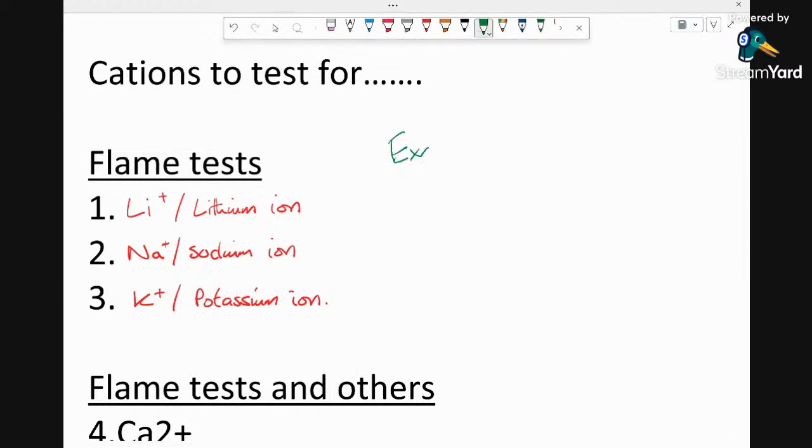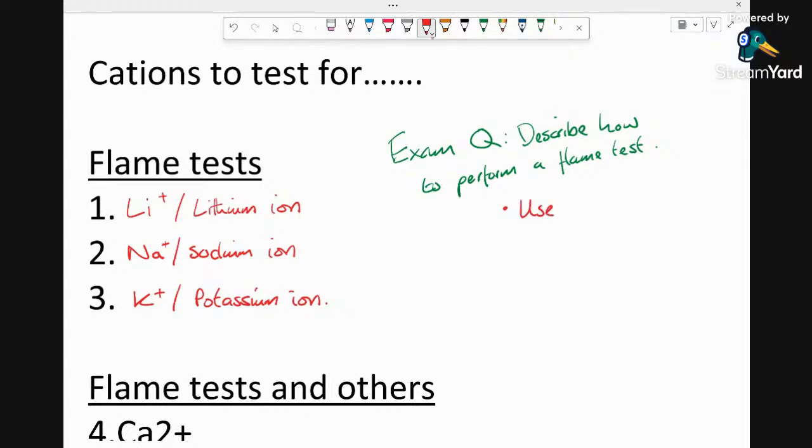So the exam question here might be: describe how to perform a flame test. The bullet points for this are in red. Number 1, use nichrome wire. And that is a key thing, folks. Nichrome wire has a high melting point and is inert, meaning unreactive.